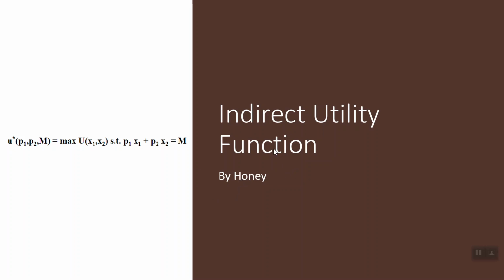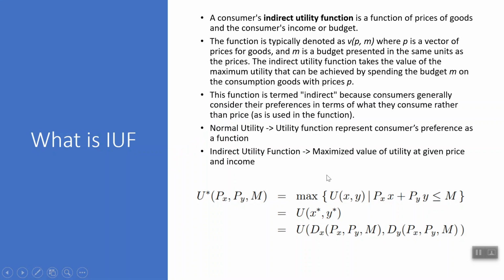of the indirect utility function. So as you can see in the equation on the right-hand side, you have the indirect utility function, which is basically your maximized utility, where the constraint is the budget constraint, which is p1x1 plus p2x2 is equal to m. So first, what is the indirect utility function?